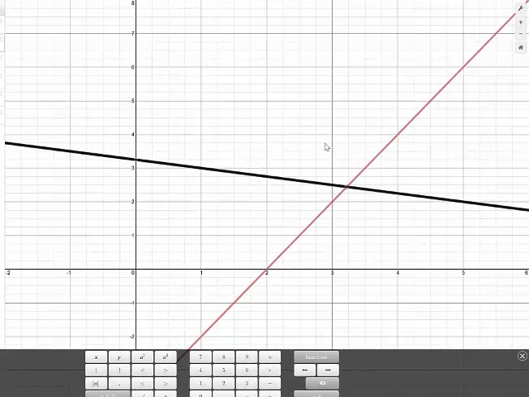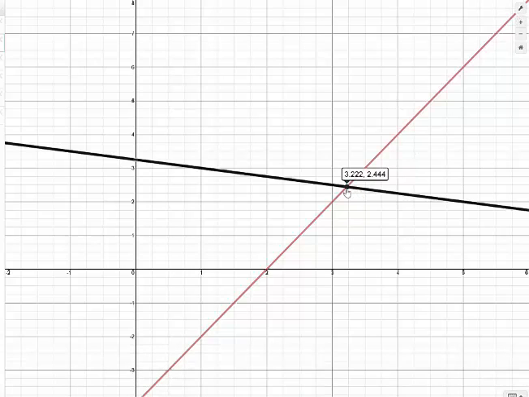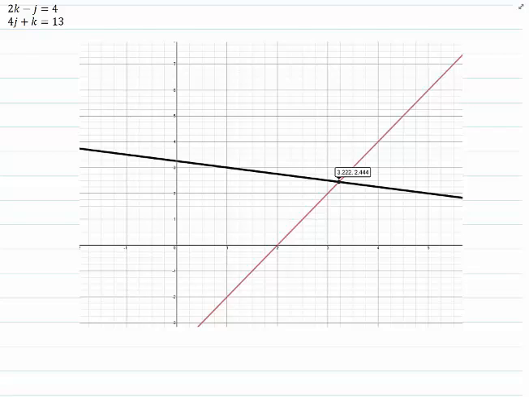The two simultaneous equations have been put together onto one set of axes. But unfortunately, the solution here is not quite as clear as the solution before. If you're using Desmos, you can simply hover over that, click on it, and it will give you the solution, 3.22 and 2.44. And there it is, 3.22 and 2.44 on my graphical solution of these two simultaneous equations.